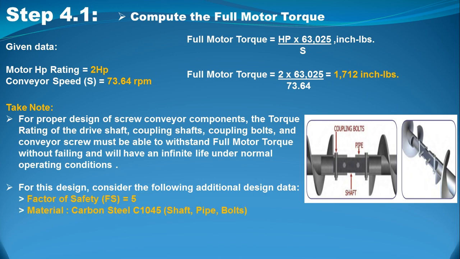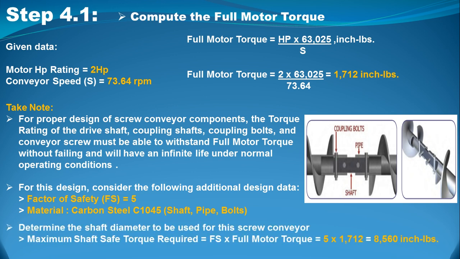So for this design, consider the following additional design data. Factor of safety, I may choose 5. Then the material, carbon steel C1045 for the shaft, pipe, and the bolts. So we can determine the shaft diameter to be used for this screw conveyor. Maximum shaft safe torque required equals factor of safety times full motor torque. So 5 times 1,712 equals 8,560 inch pounds.